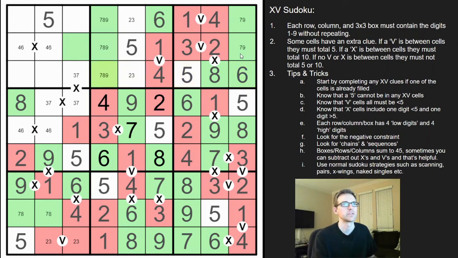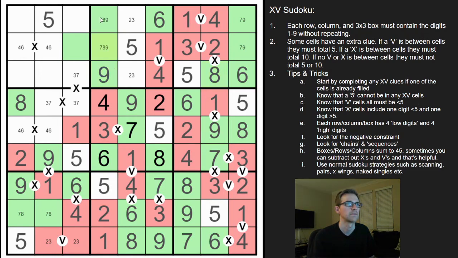This can no longer be a 7 because if this were a 7, the 7s would be duplicates, and if this was a 3 and that was a 7, that would add up to 10 and there's no X clue. So either way, no 7 there. Oh, and no 8 either. There's already an 8 in that row, so that's a 9, making that now a 7, 8 pair.